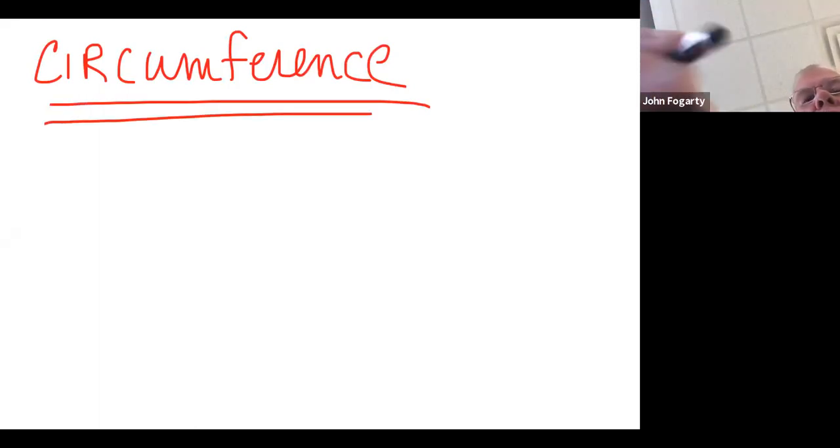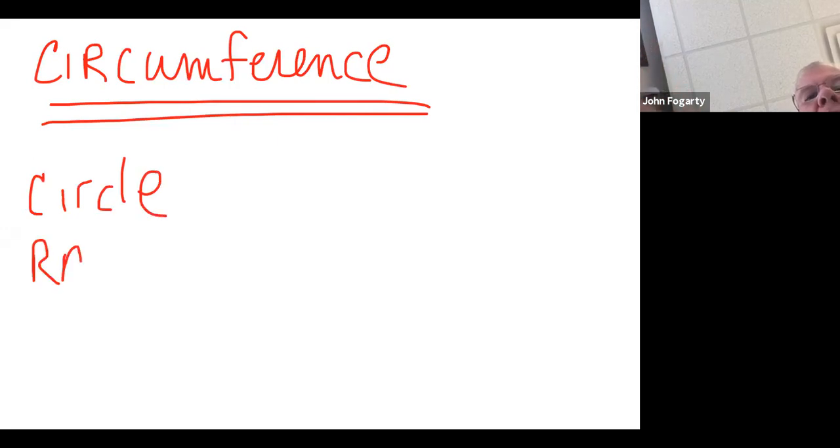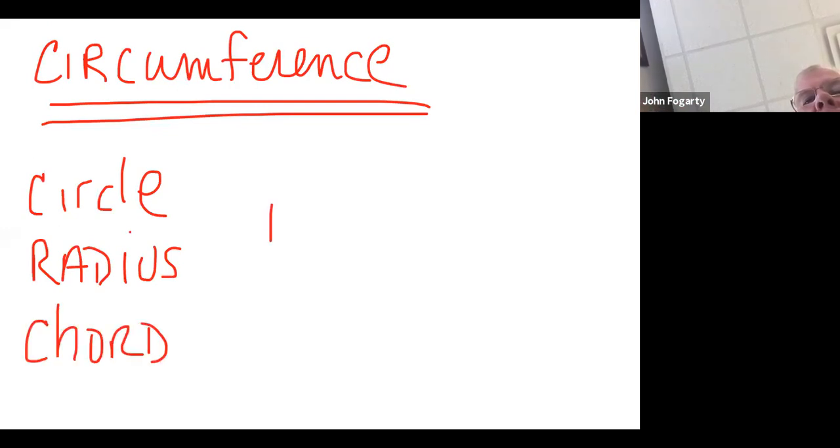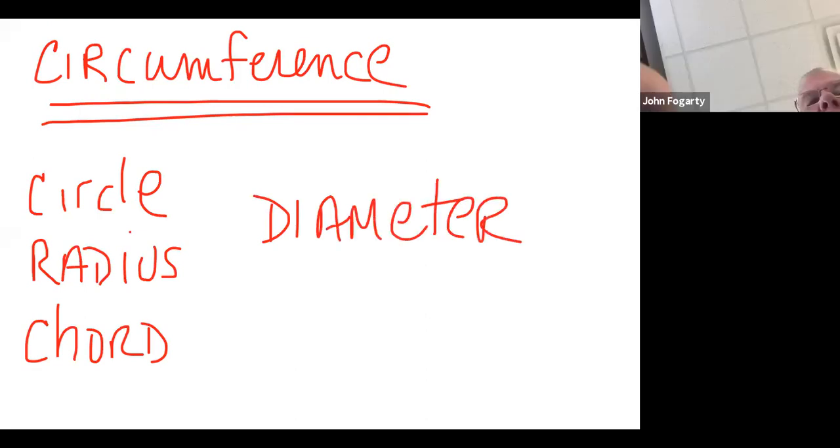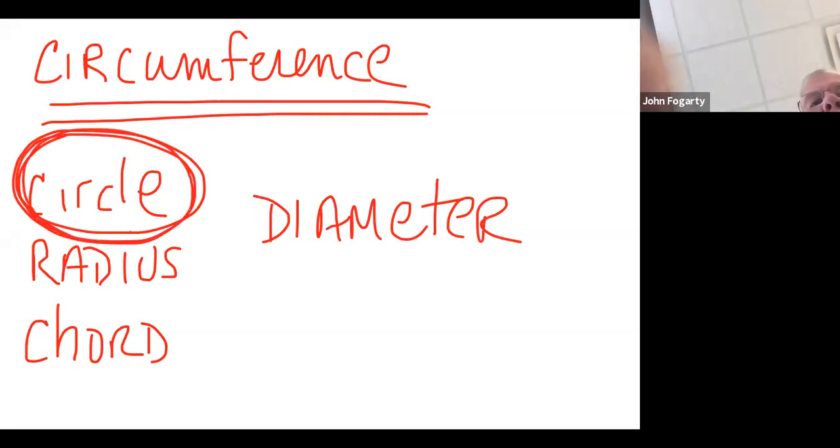Yes, sir. All righty. So let's talk about what we talked about the other day. The other day we talked about what? Radius, circumference. We talked about circumference, right? But before we even talked about circumference, we talked about what is a circle. We talked about what's a radius. We talked about what is a chord. We talked about what is a diameter, right? Yes?